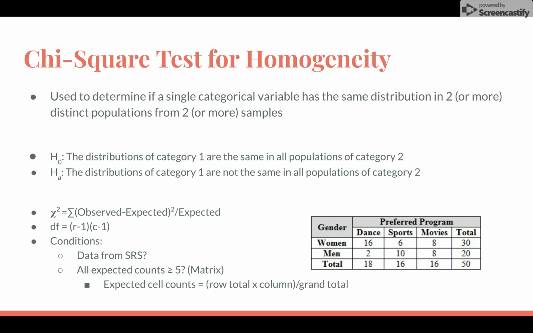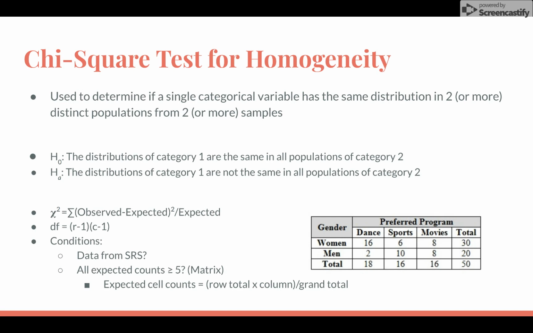Next, a chi-square test for homogeneity, which is used to determine if a single categorical variable has the same distribution in two or more distinct populations from two or more samples. The null hypothesis would be that the distributions of category 1 are the same in all populations of category 2, and the alternative hypothesis would be that the distributions of category 1 are not the same in all populations of category 2. For chi-square tests of homogeneity and independence, you'll typically see a two-way table.